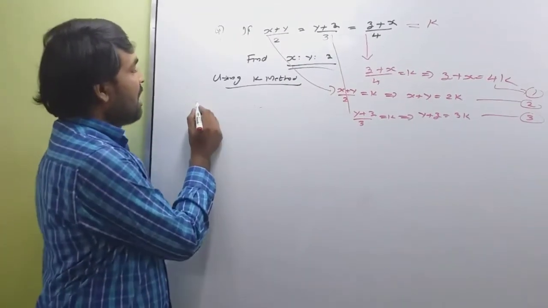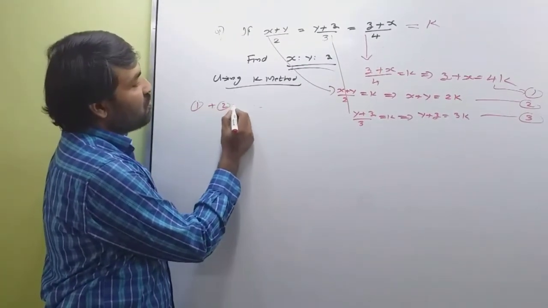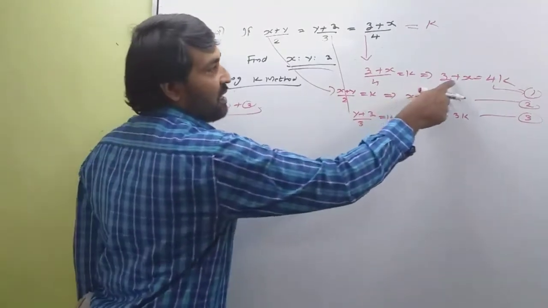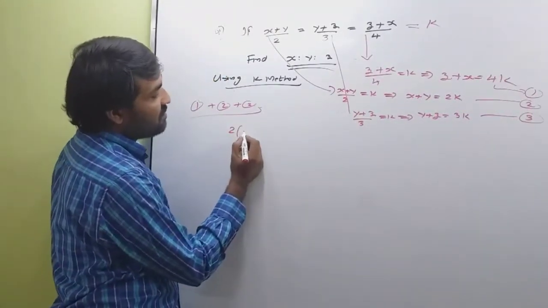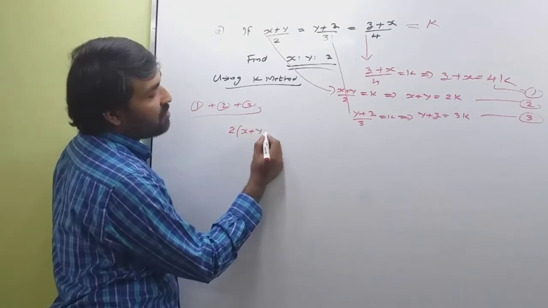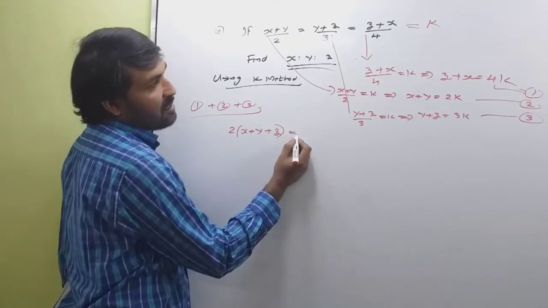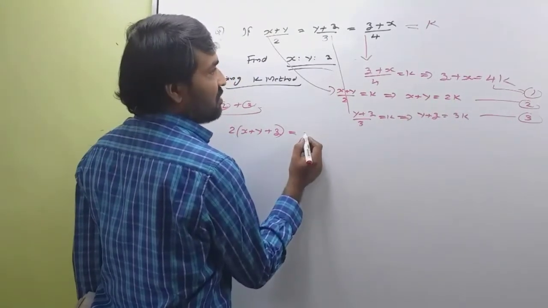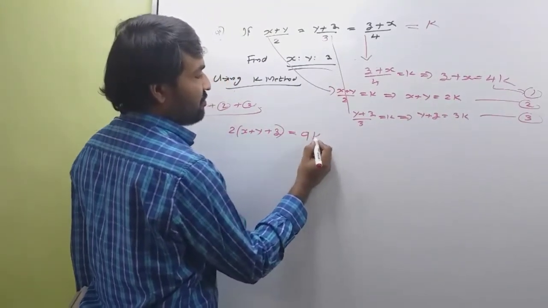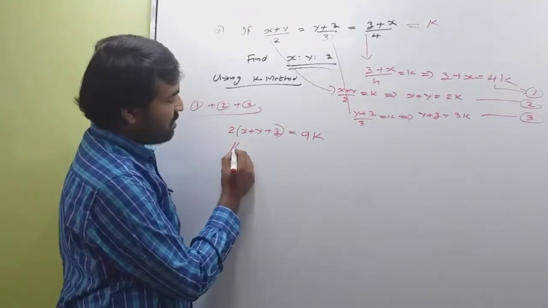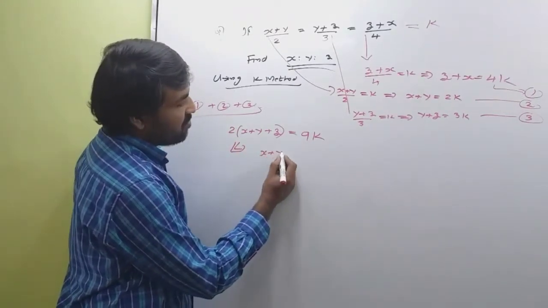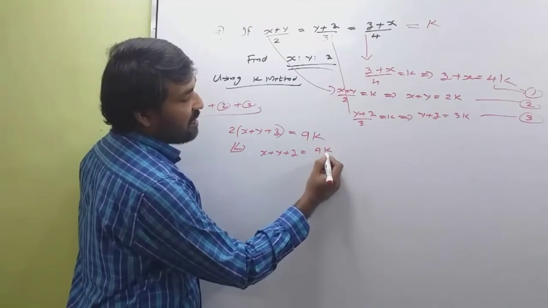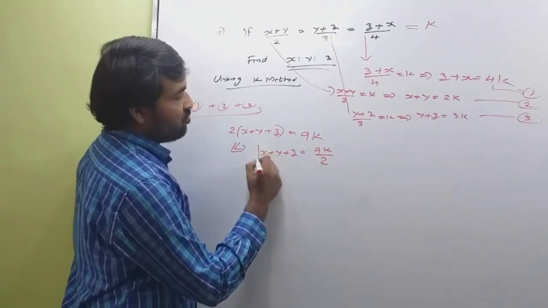Now add 1 plus 2 plus 3. Add these three expressions, we get 2 times x plus y plus z, that is equal to 4K plus 2K plus 3K, that is 9K. This implies x plus y plus z is equal to 9K divided by 2.